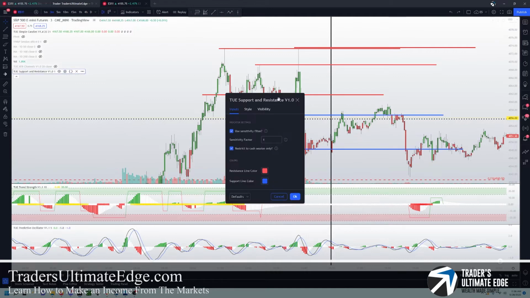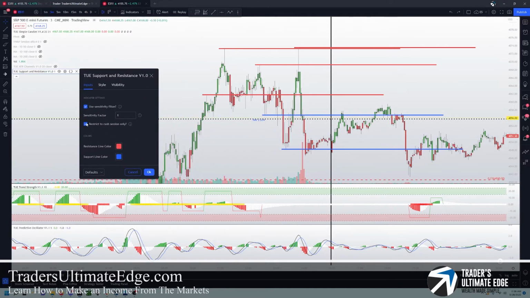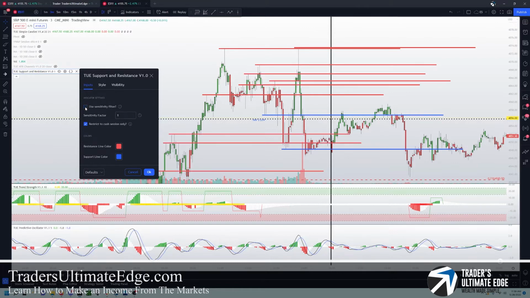There's some settings in here. Restrict to cash session only, which I recommend leaving on, just so it doesn't draw them all over your chart in extended hours. And the sensitivity filter. You can turn it off and you get a lot more lines, but of course that ends up being a little cluttered. If you like seeing them all, then you see it picked up a few over here and then ended up being important over here. See that? If you like them on here, then you can leave it.